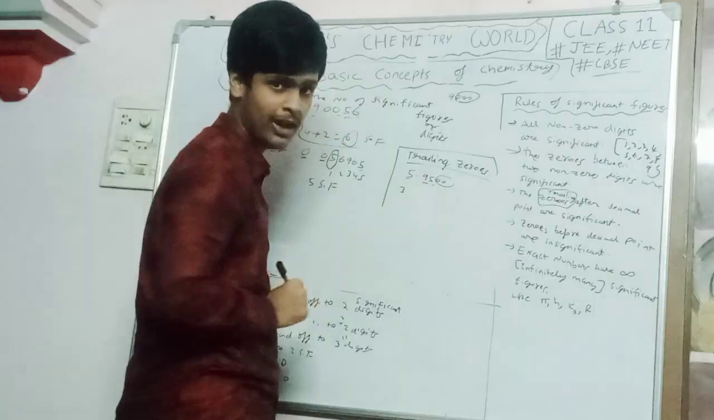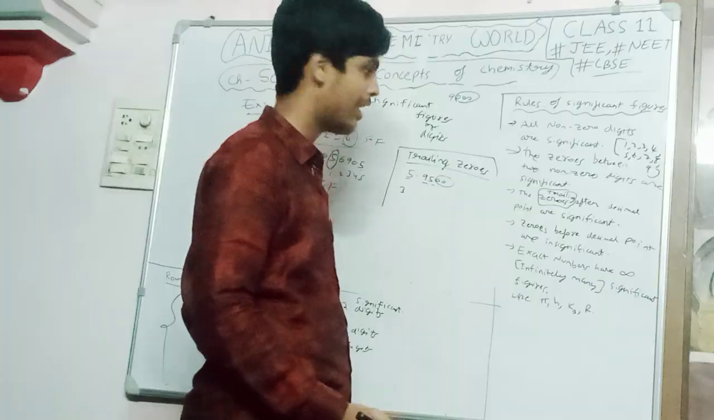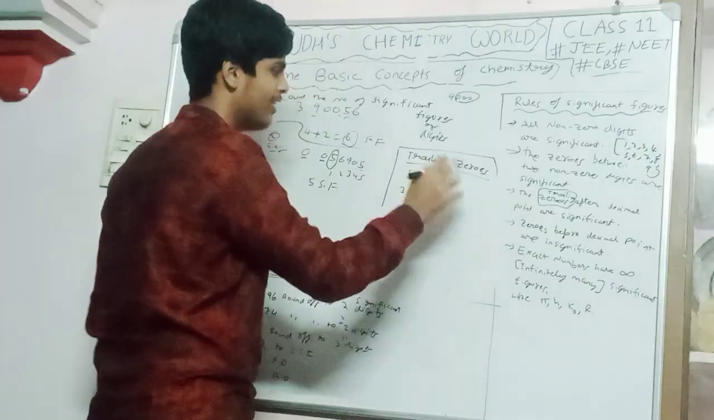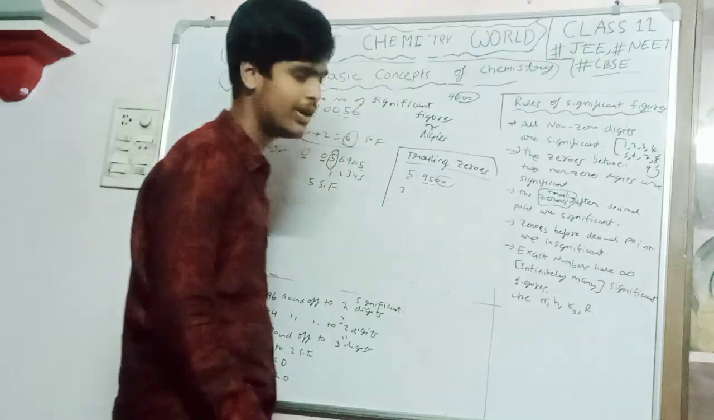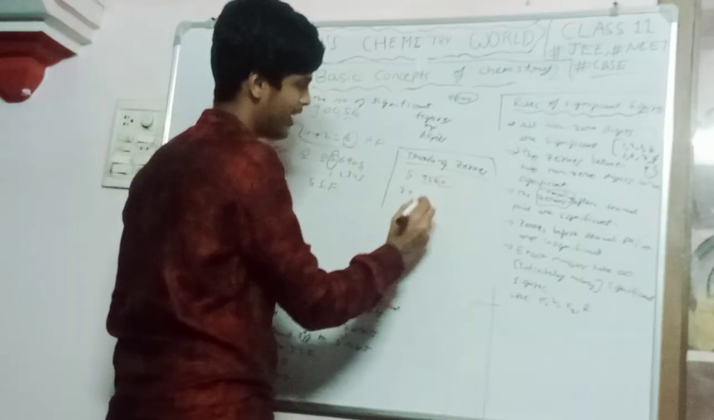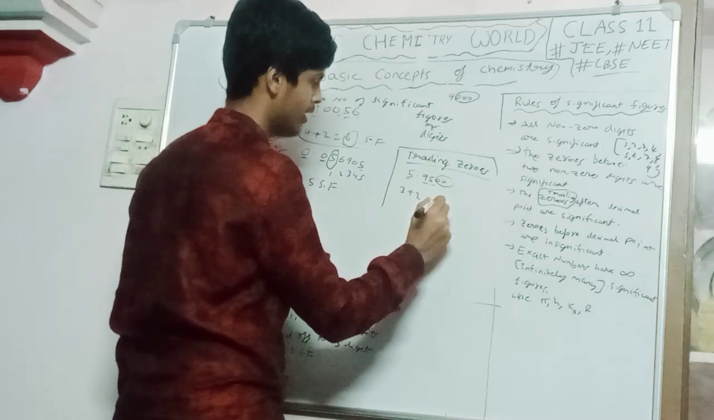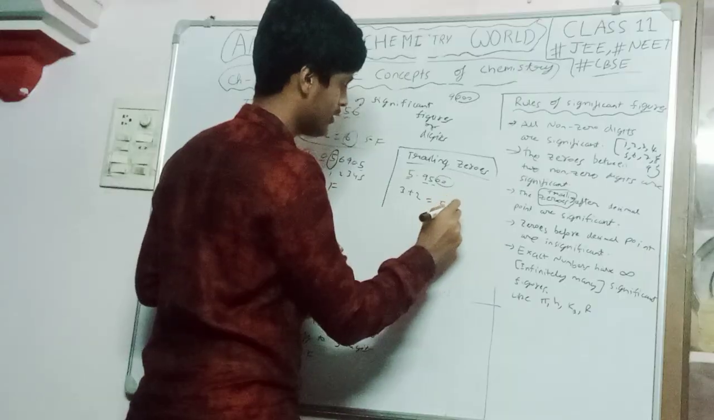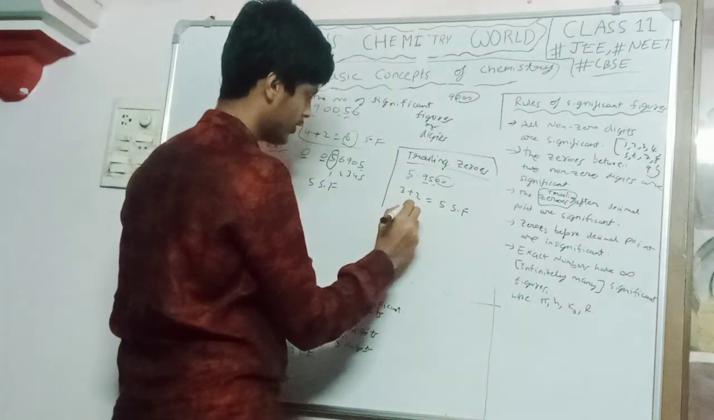I hope you understood this. Simply remember that the zeros after the decimal point are trailing zeros. In this, 3 non-zero digits are there, plus since these trailing zeros are significant, 1, 2, 3 plus 2, so 5 significant figures in this. Similarly, I will give you one question.